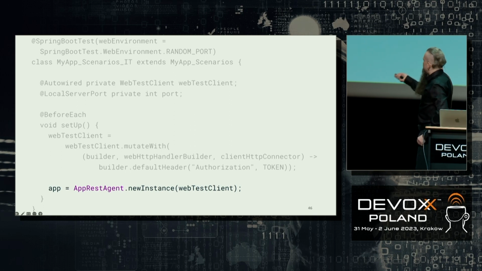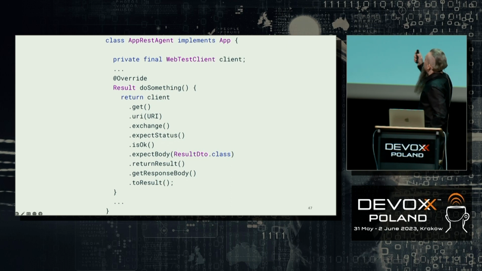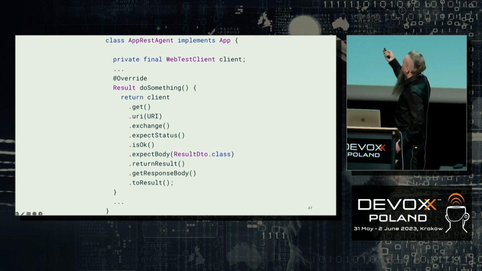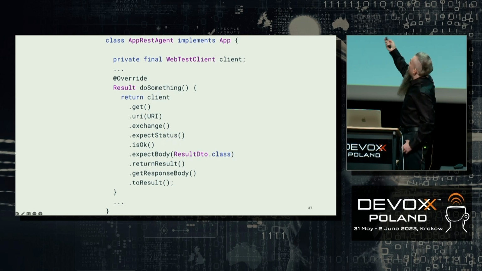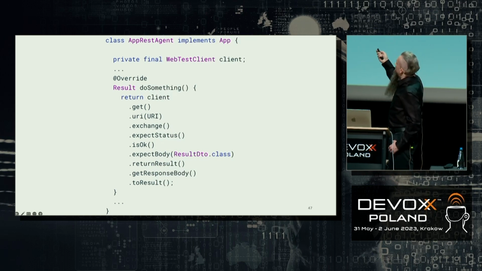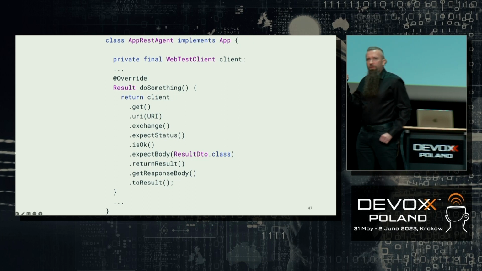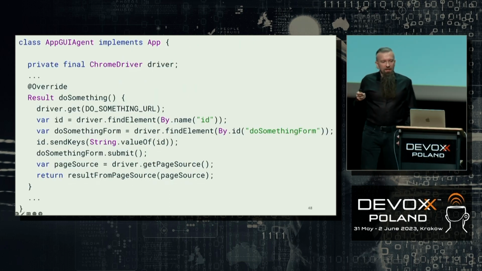However, the app REST agent will now use the web test client, and our implementation of this agent for the REST API will look like that. So we will use this web test client. As I said, the app REST agent will implement the app interface, and we are overriding the do something method. So the client will connect to some URI, make a call, get the DTO, and make it the domain-specific object. And again, the application from the perspective of the test is exactly the same.